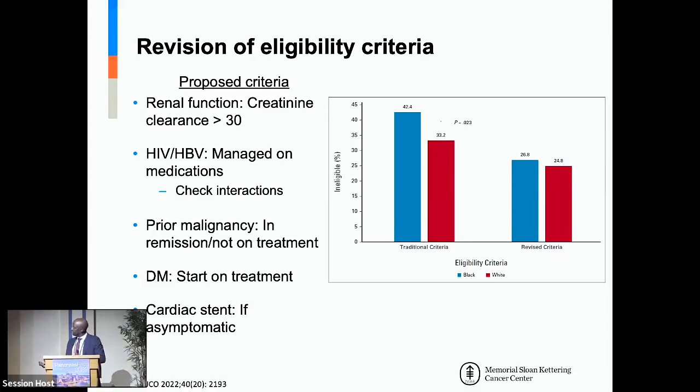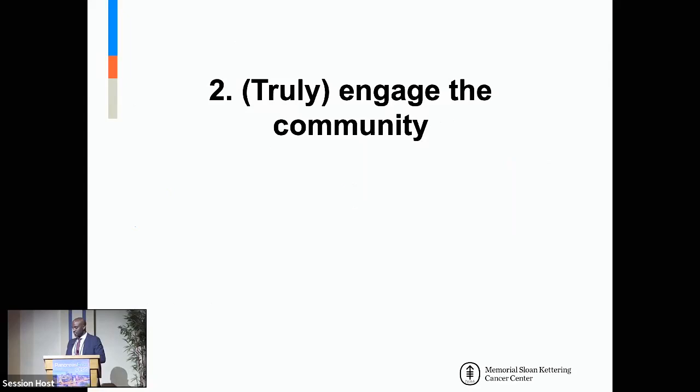What we see here is, using the prior traditional criteria, the percent excluded, with blue being the Black patients and red being the white patients. So with the traditional criteria, we have about 42% versus 33%. But with these proposed criteria, we have a significant decrease in the number of patients that are excluded from clinical trials. So this not only affects the racial and ethnic minority patients, the Black patients in this case, it also helps the non-Hispanic white patients, without necessarily sacrificing care in clinical trials. Another thing is to engage, truly engage the community.